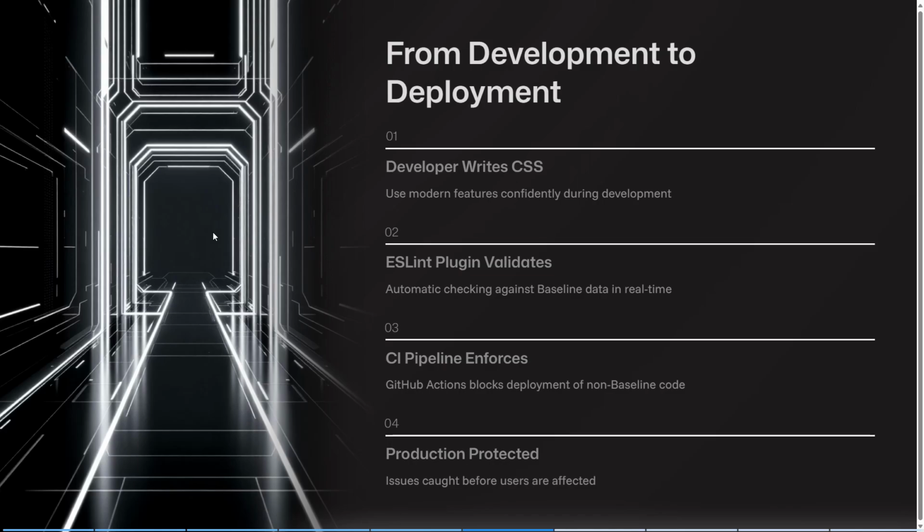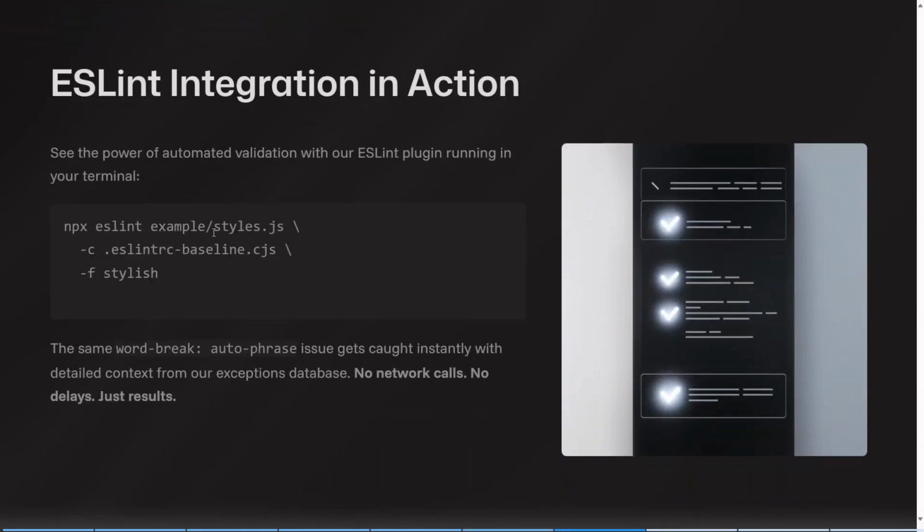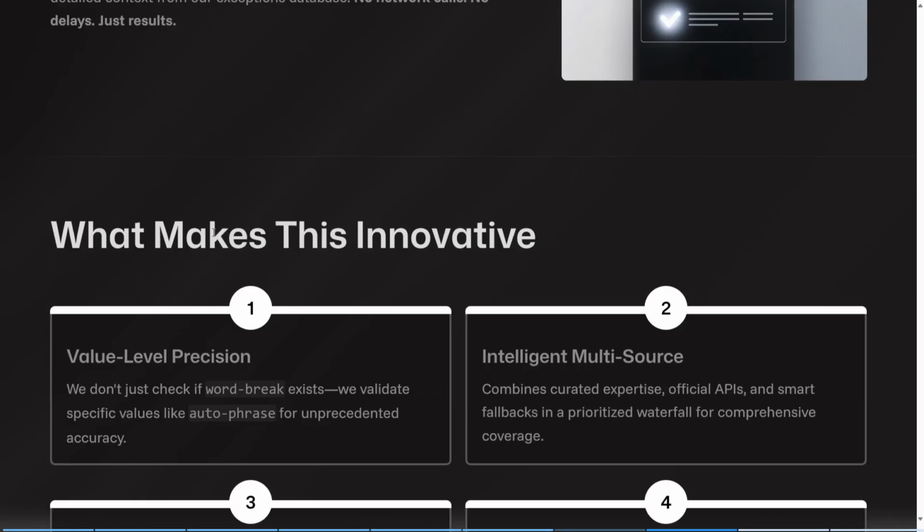From development to deployment, I use modern features confidently during development, with automatic checking against baseline data in real time, and then GitHub Actions block deployment of non-baseline code, catching issues before users are affected. And then we have the power of automated validation, the way in which the integration works in action. The same word-break auto-phrase issue gets caught instantly with detailed context from our exception database. No network calls, no delays, just results.